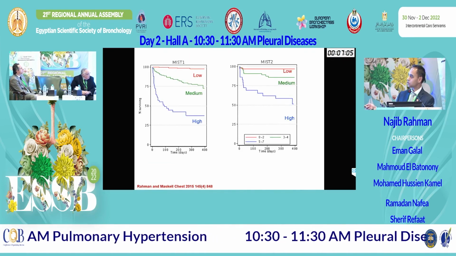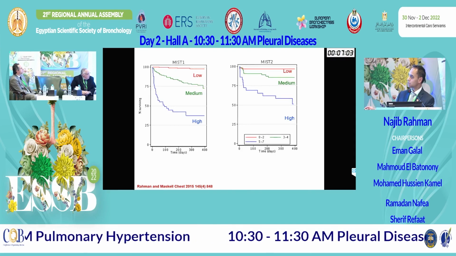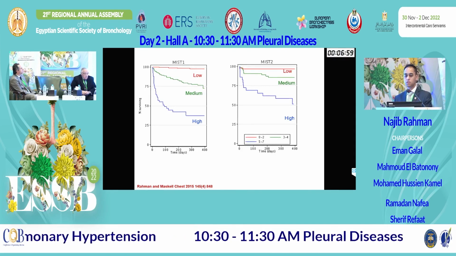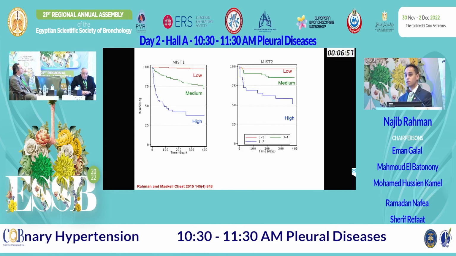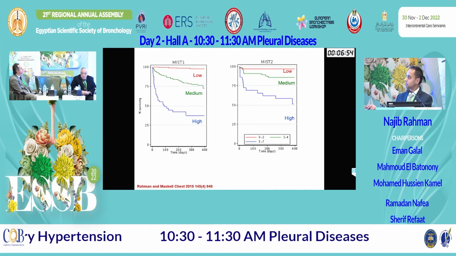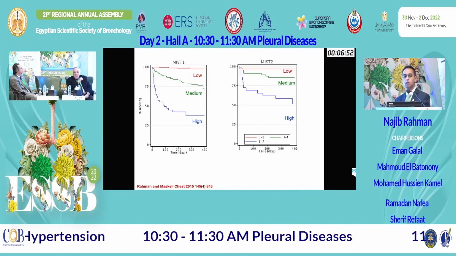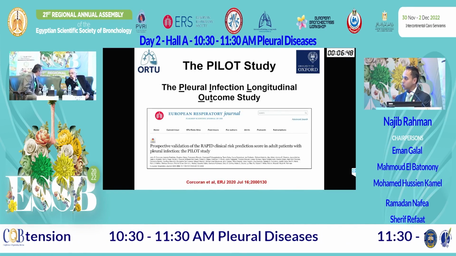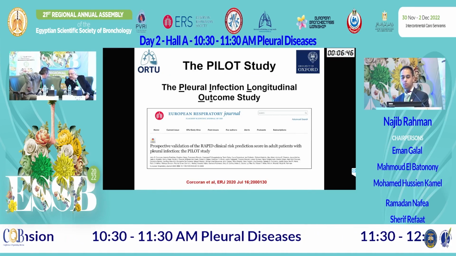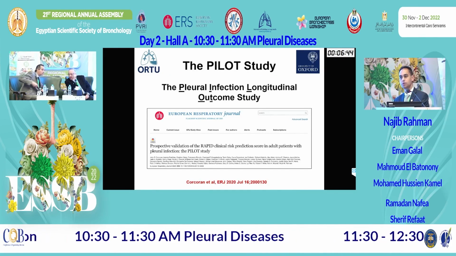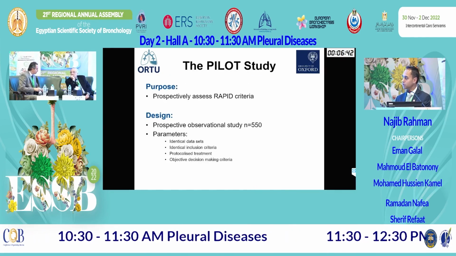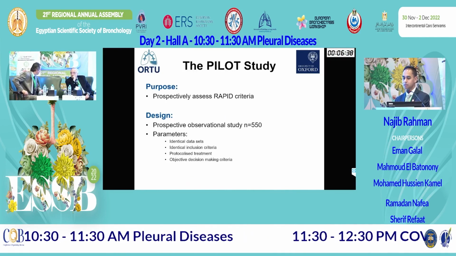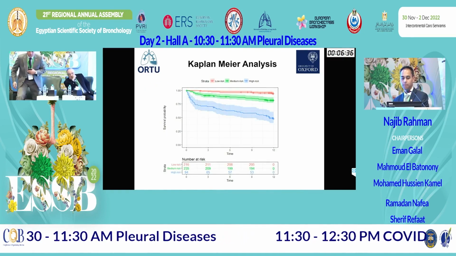Retrospective validation, it's not as good as you can see, but it still seems to separate out low and high risk, 50% versus 2%. So this was very reassuring, but not the best data because the event rate here was quite low. We therefore needed to prove it prospectively. And my fellow John Corcoran then did this using the pilot study. So this was a prospective study of 550 patients recruited from all over the world, designed prospectively to assess the RAPID criteria. And this is what we found.